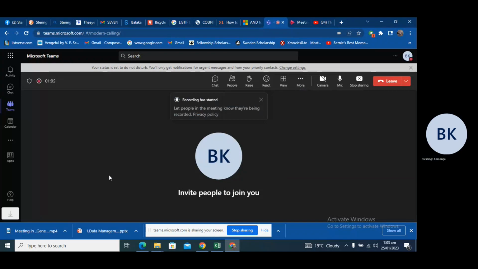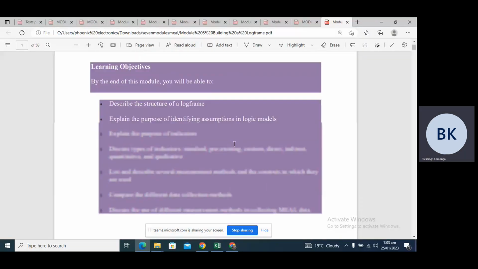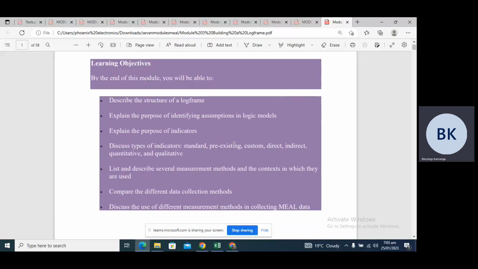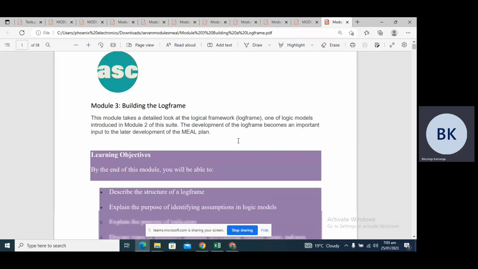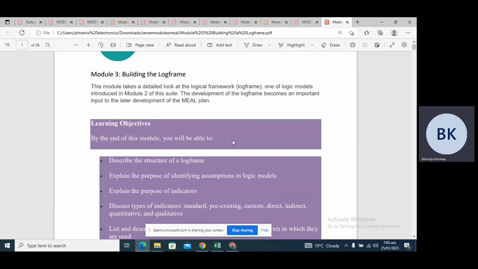Hello. Today we'll talk about the logical framework, which is one of the frameworks that we use in monitoring and evaluation. So before we get started, we'll be building what is known as a log frame or logical framework. Sometimes people call it a matrix.